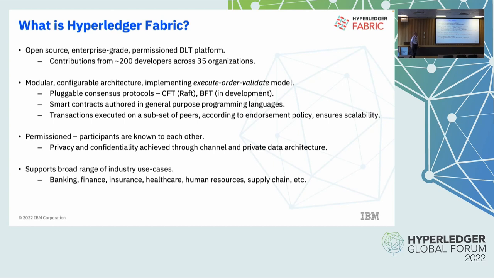So to start off, you probably all know this. What is Hyperledger Fabric? It's one of the older Hyperledger blockchain projects. It's been around since 2016, which was the first release, and it's had a lot of contributors from a lot of organizations. It was very much designed as a modular framework for building blockchain applications. It implements this execute-order-validate model, which was unique to Fabric, and that's very much reflected in how you submit transactions.